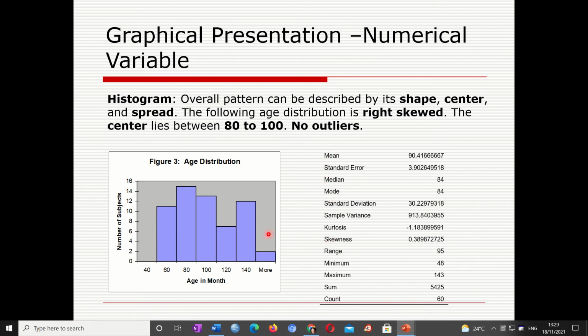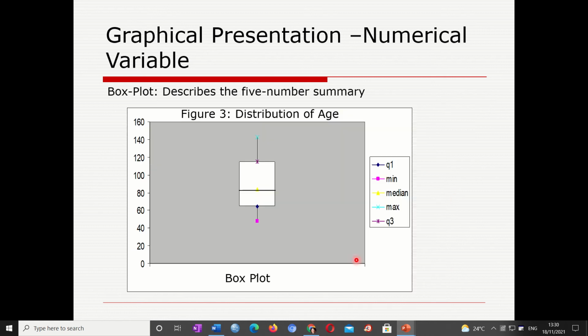So these are the descriptive statistics of this histogram. It says that mean is 90.41, standard error is 3.90, median is 84, mode is 84, and you see all the other descriptives. This is called descriptive statistics.